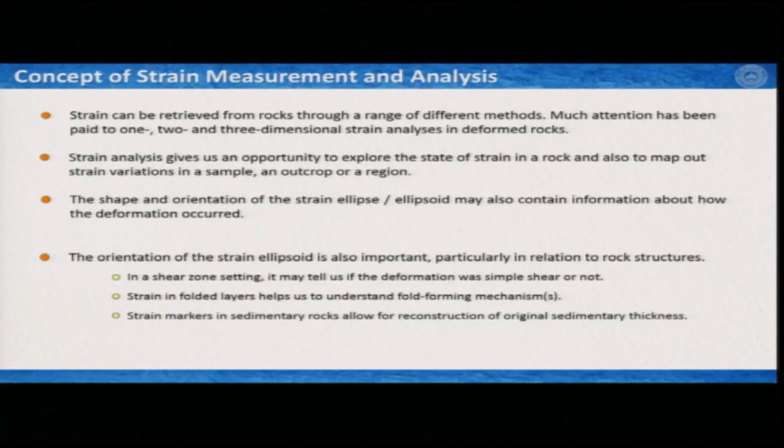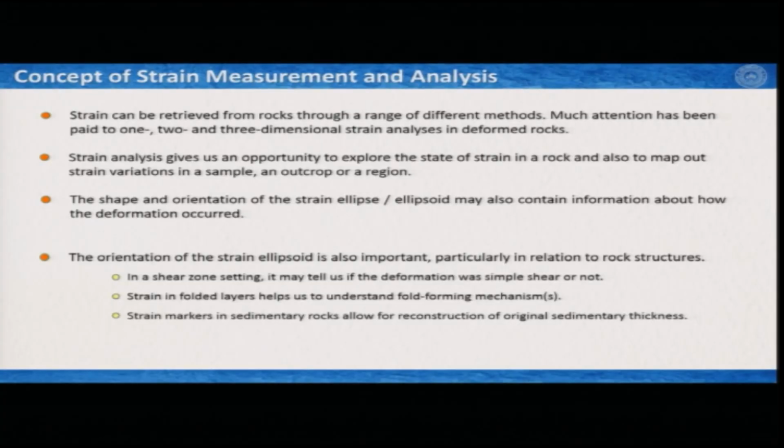So the primary aim is of course the shape and the orientation of the strain ellipse and ellipsoid. This is what you need to figure out. In most of the cases we try to do that, and when you figure out the shape and the orientation of the strain ellipse or ellipsoid, these also give you a lot of information about the overall deformation of this region.